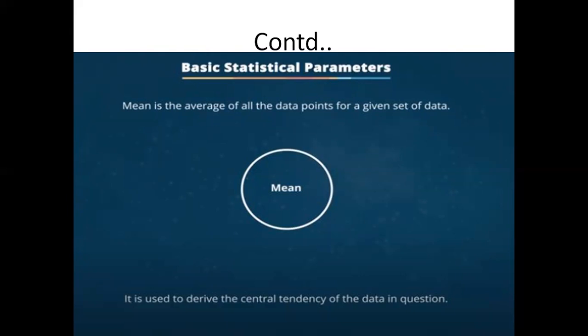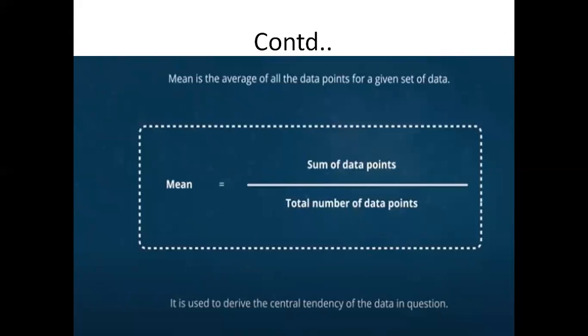What is the main aim of the mean? You can derive the central tendency of the data. For central tendency only, we calculate the mean. Also, mean is nothing but the sum of data points divided by the total number of data points. This is the formula you have to remember. Mean is the average of all the data points for a given set of data. Finally, you can derive the central tendency of the data. If you are maintaining running notes, you can write down this formula also. It will be applied later on.